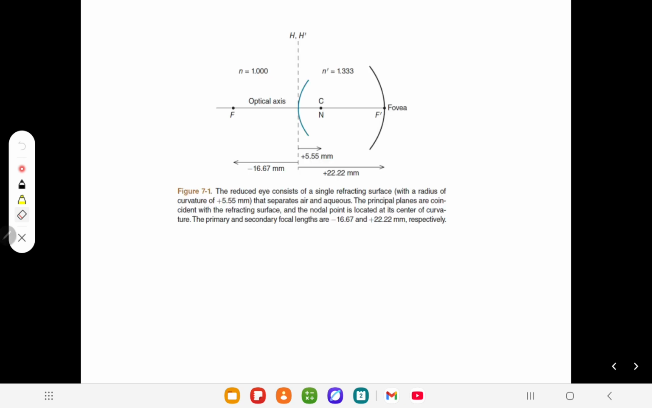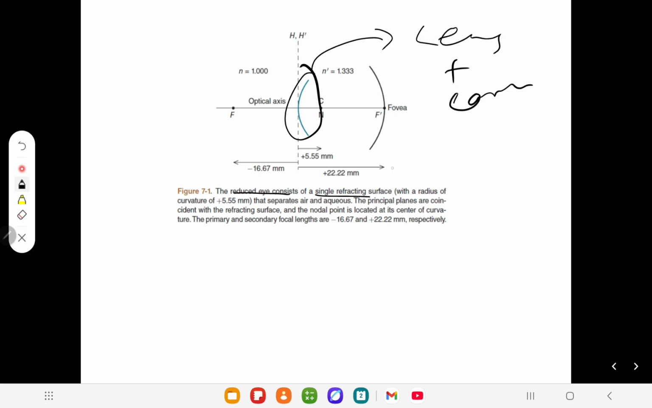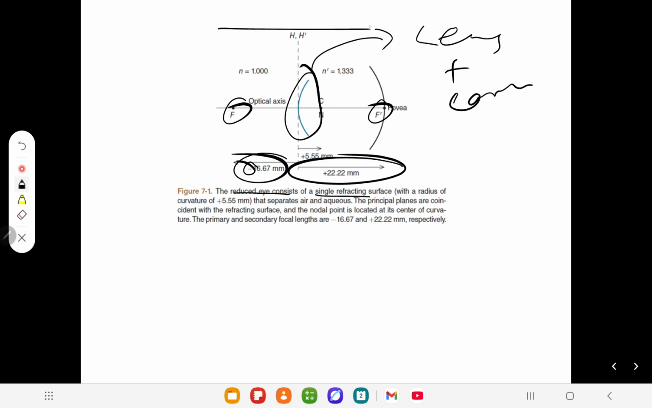Okay, so in this presentation, we are going to use the reduced eye system, which consists of only one single refracting surface. This is the lens plus cornea, definitely. The axial length we consider in this case is 22.22, which is the secondary focal point, and the primary focal point is minus 16.67, and you know why minus, because it is against the light direction. The primary and secondary principal planes are the same, coinciding with the cornea. The refractive index outside we consider 1, and the refractive index of the eye we consider 1.33.